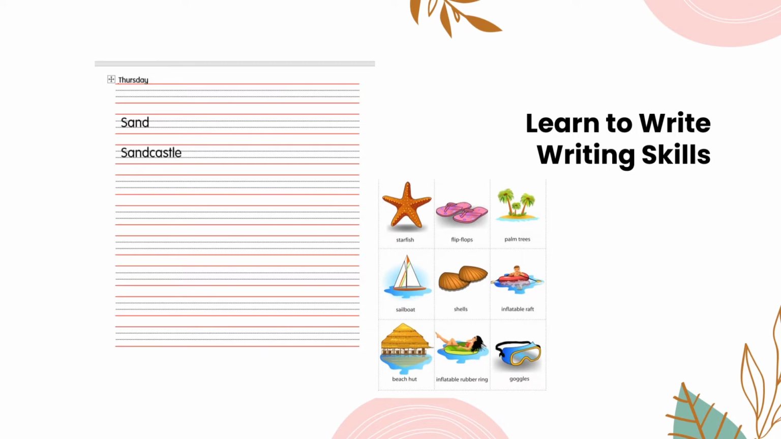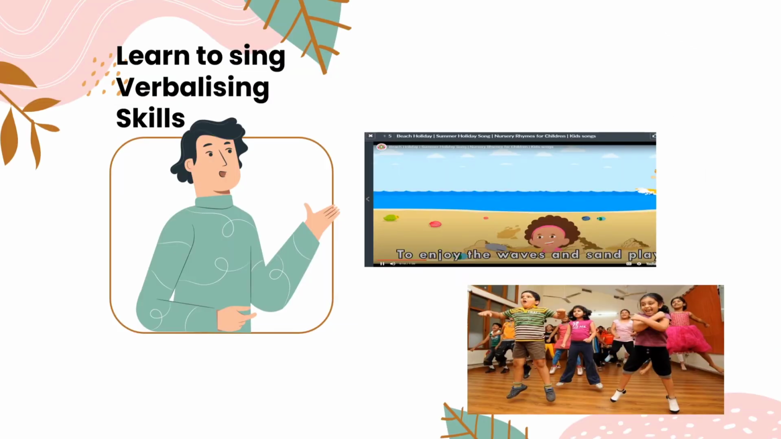Next, we will move on to learn to write, writing skills. Allow the children to practice writing words with the sounds that were taught. Allow the children to look at the flashcards for reference while writing. They could use the activity book or an additional writing or exercise book to copy these words that they have learned.